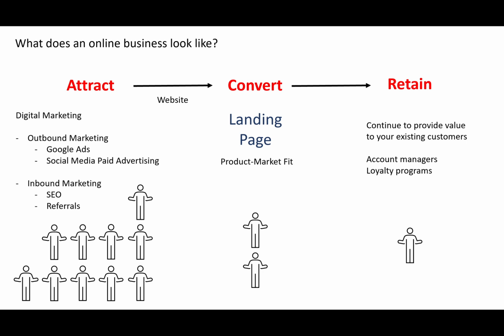And your overall website comes in between attract and convert. I put it there because your website works to attract people due to the inbound marketing strategies, but it also helps to convert people because you're giving them information that they're looking for. So overall, this is what an online business looks like.